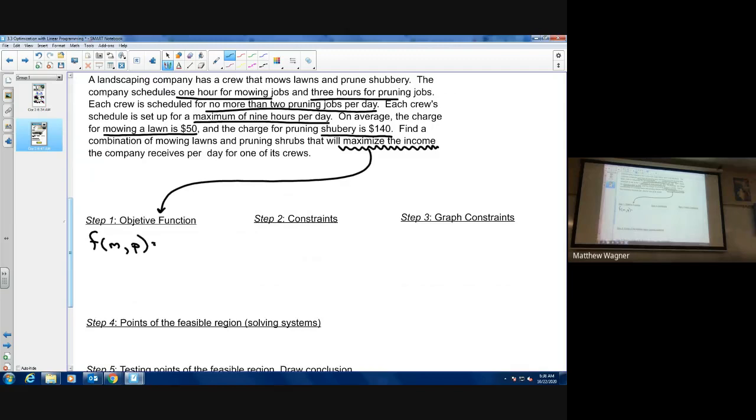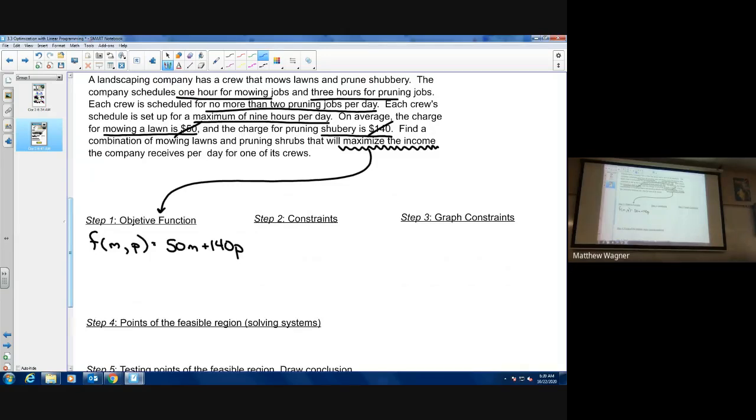Well, if I sift back through the problems, I remember that I charge $50 for mowing and $140 for pruning. So you have now just successfully completed step 1 in the problem. We are trying to maximize the amount of money my company makes. Okay. Step 2 is going to be coming up with our constraints or limitations set by the problem.